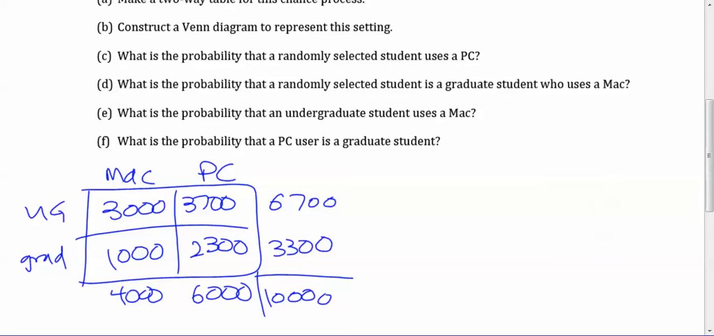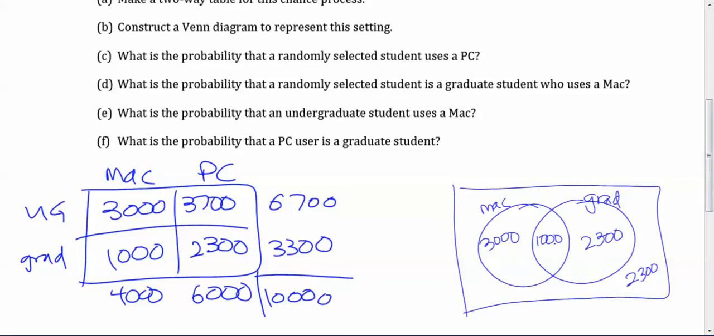Part B is to use a Venn diagram to represent the exact same information. Again, depending on what you chose to be in your circles, it could look pretty different from mine. I chose to have one circle represent those that owned Macintosh computers and one circle to represent graduate students. If you chose PC and graduate student or PC and undergrad, or switched the order of the circles, it could look pretty different again. But those numbers should be pretty much in the same places.